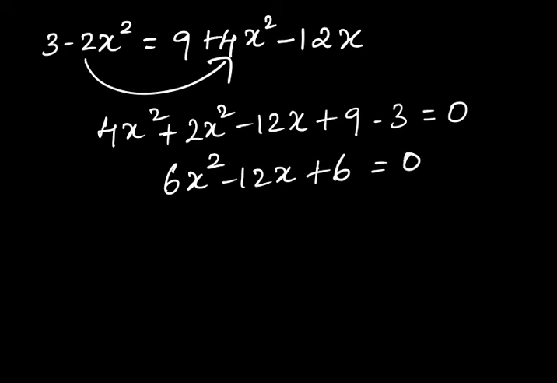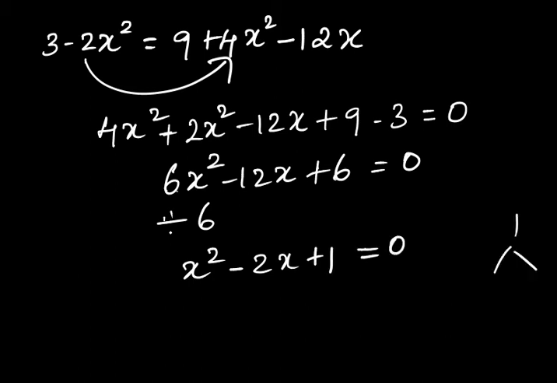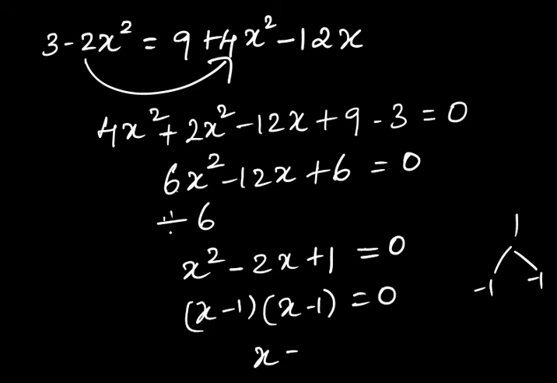You can see one thing is common here, that is 6, minus 12 and 6. So you can divide the entire equation by 6. When you divide by 6, we'll get x square minus 2x plus 1 is equal to 0. When you solve this quadratic equation, we'll get minus 1, minus 1. So x minus 1 into x minus 1 is equal to 0. So x value is 1, 1.